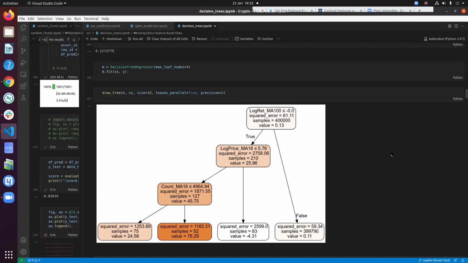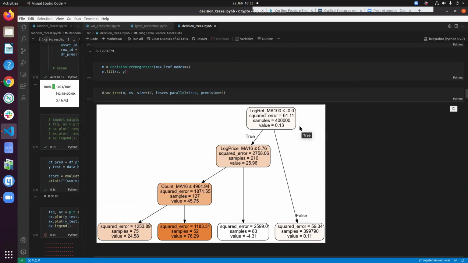Such models don't have parameters like neural networks, right? Well, this is a picture of a decision tree, and you can see here it's only got 4 leaves, which I think are these things at the bottom.